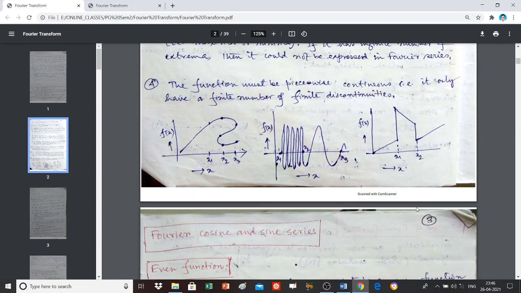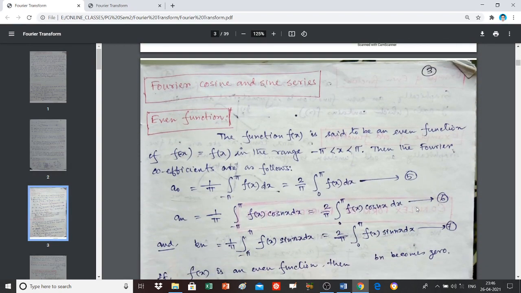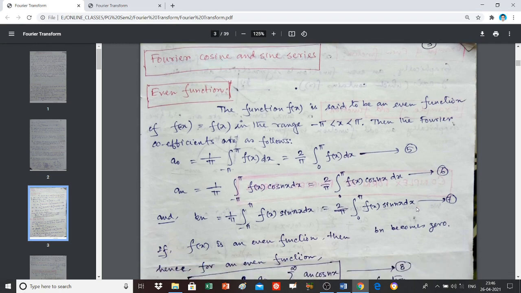Now, Fourier sine and cosine series. First we need to have knowledge about the even function, and I hope that you all know what an even function is. An even function is defined as follows: you have been given a function f(x), and if the variable x changes its sign and the function has the same value, the function does not alter, then the function is said to be an even function. That means the function f(x) is said to be an even function if f(-x) is equal to f(x) in the interval or range.